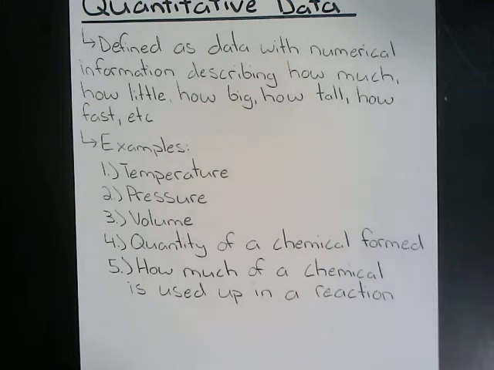So again, types of data, both qualitative and quantitative, are things that we can use to describe those observations, which is normally the first step in our scientific method. Now, another step in the scientific method is the hypothesis.